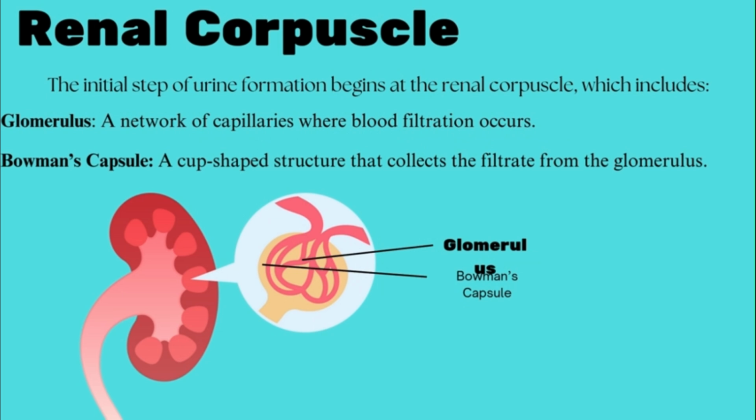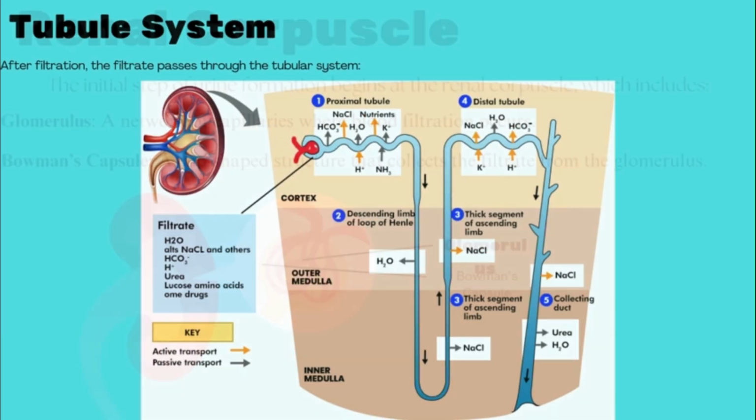Renal corpuscle. The initial step of urine formation begins at the renal corpuscle, which includes the glomerulus, a network of capillaries where blood filtration occurs, and Bowman's capsule, a cup-shaped structure that collects the filtrate from the glomerulus. Tubule system. After filtration, the filtrate passes through the tubular system.